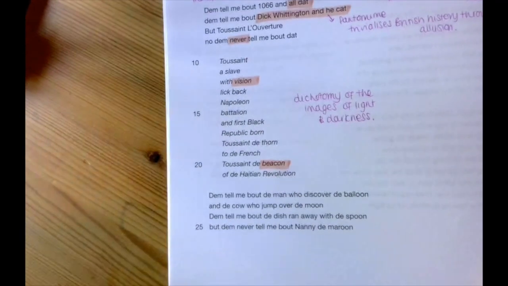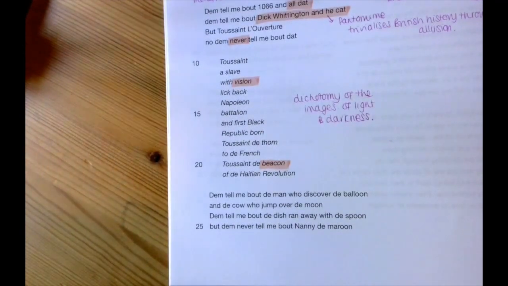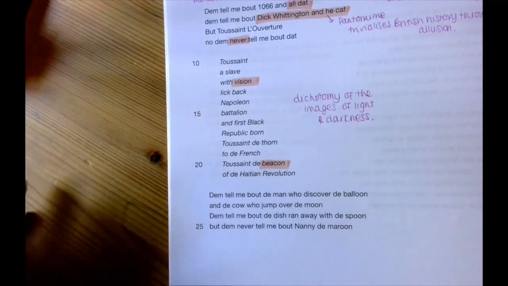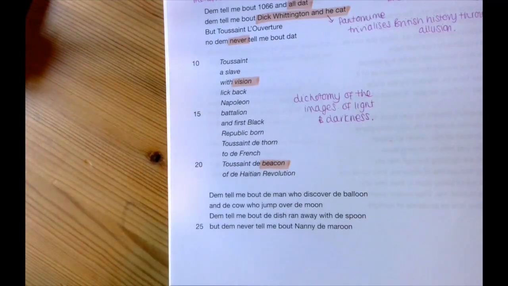Okay, coming down to the bottom of the page, then: tell me about the man who discovered the balloon and the cow who jumped over the moon. And these are nursery rhymes that he talks about here. Tell me about the dish ran away with the spoon, but then never tell me about Nanny de Maroon. What you've got here is this rhyme that comes through really strongly.